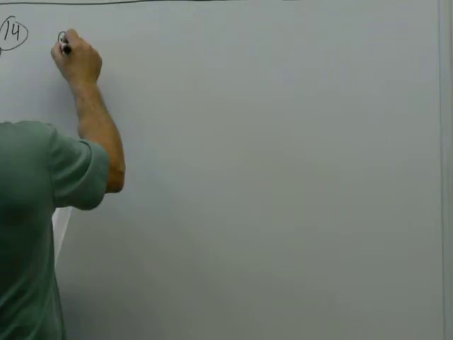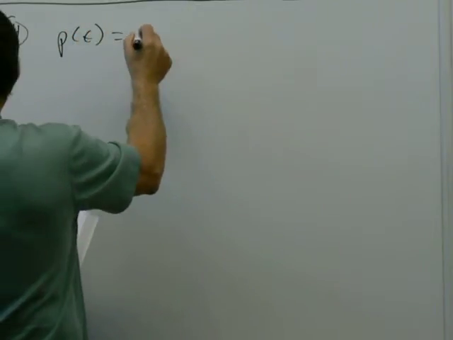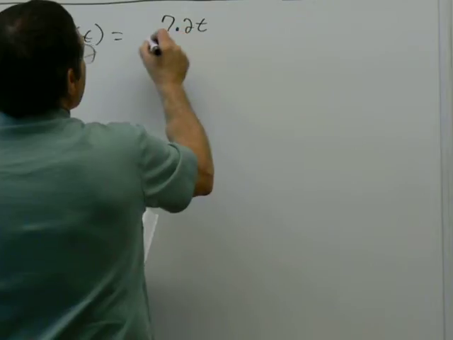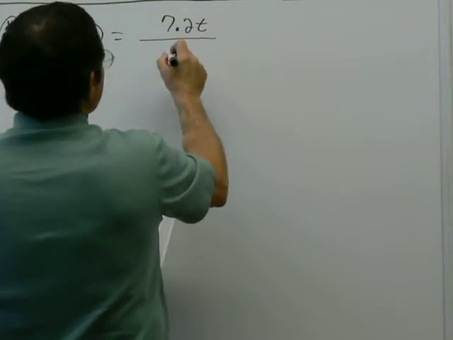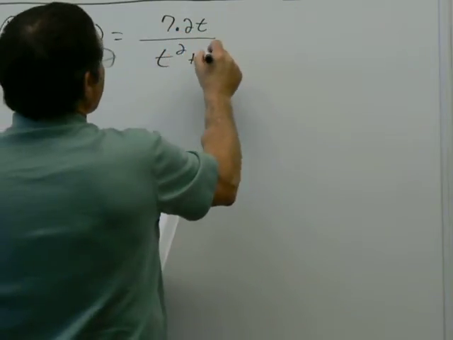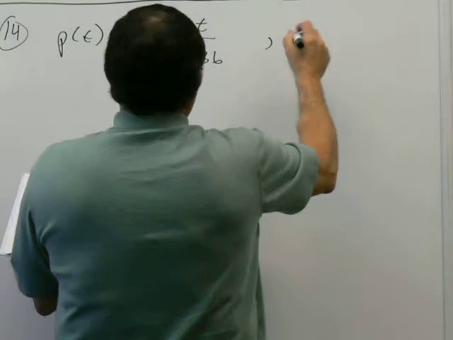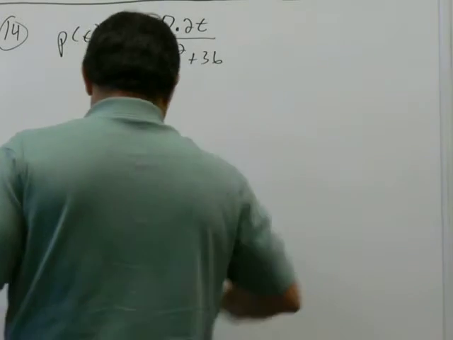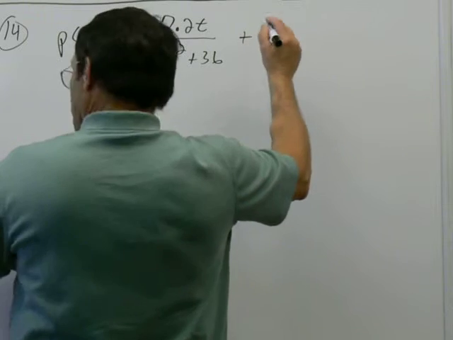You're given a function, p of t is equal to 7.2t divided by t squared plus 36. We have a restricted domain. Excuse me, no we don't. Actually, we do have a restricted domain.